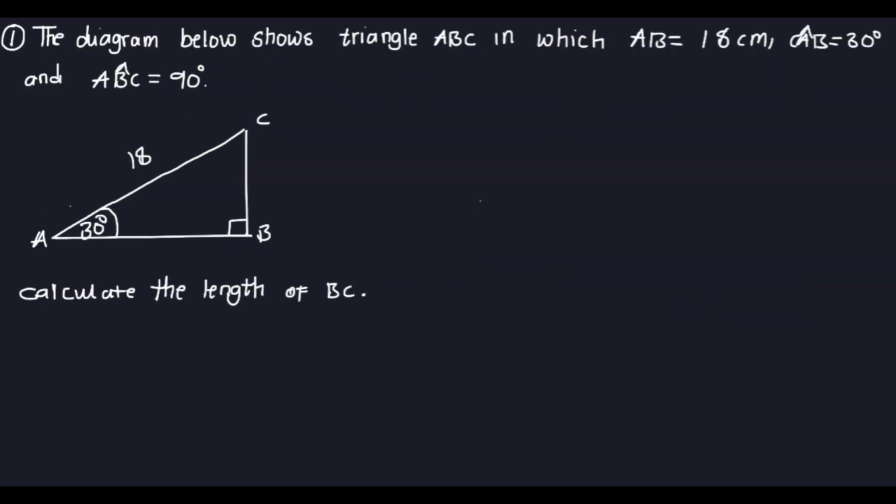Okay, so now the first example: the diagram below shows triangle ABC in which AB is equal to 18 centimeters, angle CAB equals 30 degrees, and ABC is equal to 90. Now the question is calculate the length of BC. So we can see that we only have one distance here, so we can't use Pythagoras theorem. So we are only remaining with trigonometry.